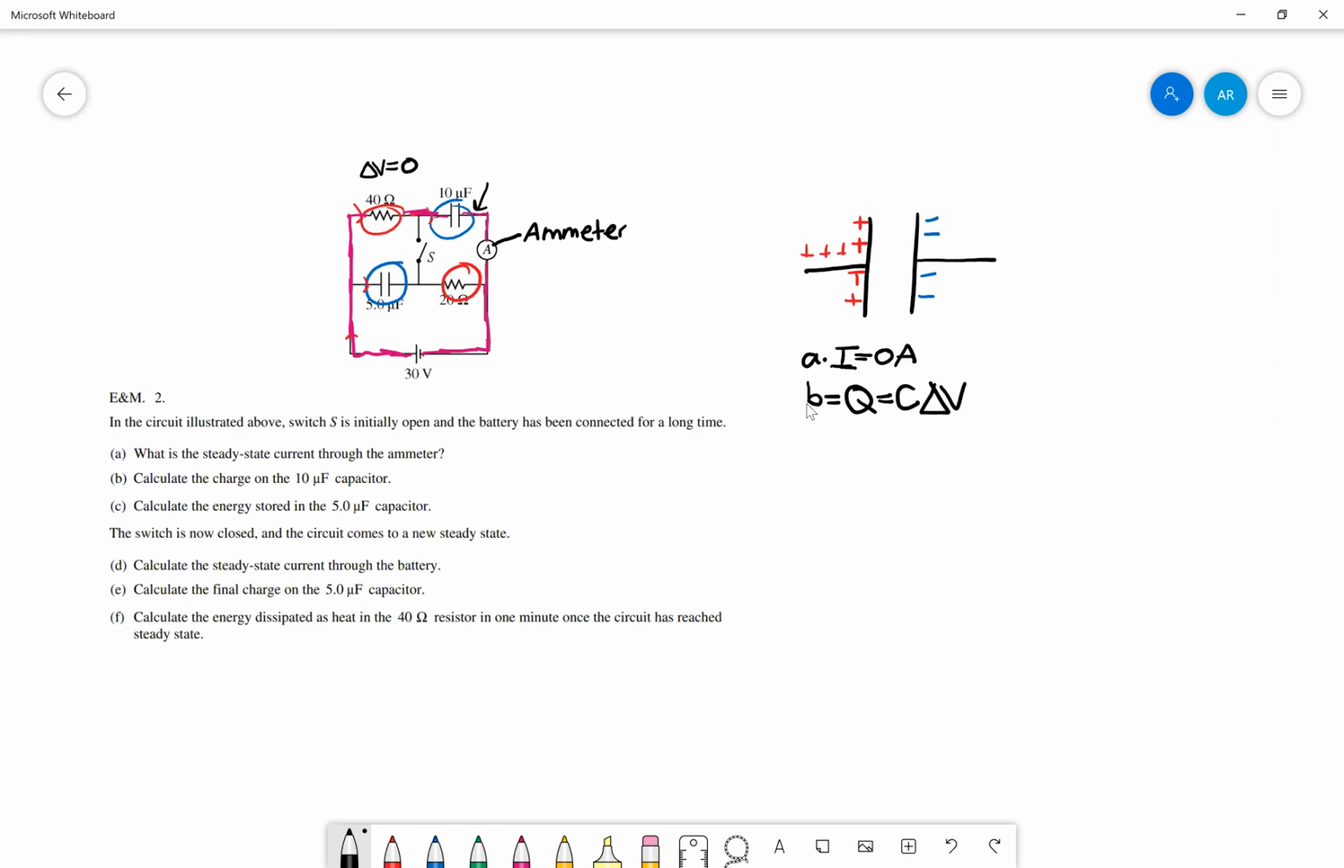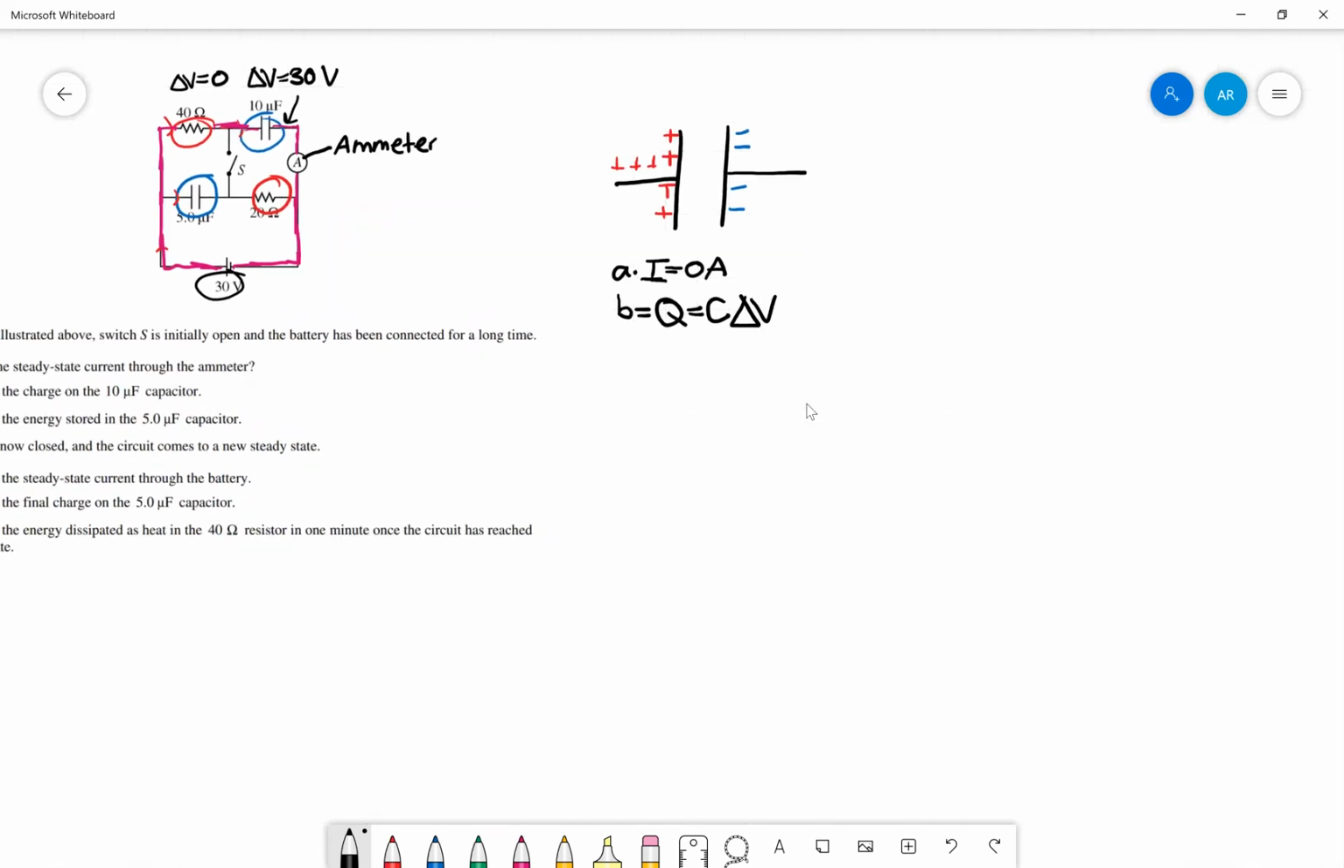However, the voltage must add up to the battery voltage. Otherwise, you have an unexplained loss of energy. So the voltage across the resistor and the voltage across the capacitor must sum up to the battery voltage, which means the voltage across the capacitor must equal 30 volts. So let's substitute that into our formula.